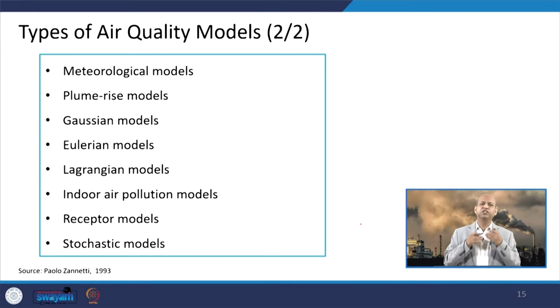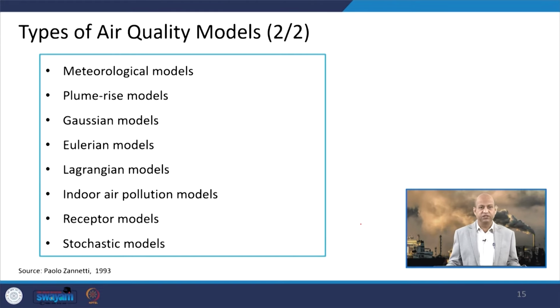So, there are various kinds of modeling techniques you will come across. We are just discussing some of those popular modeling techniques which people are using extensively, and even among those we will discuss only a few of them.